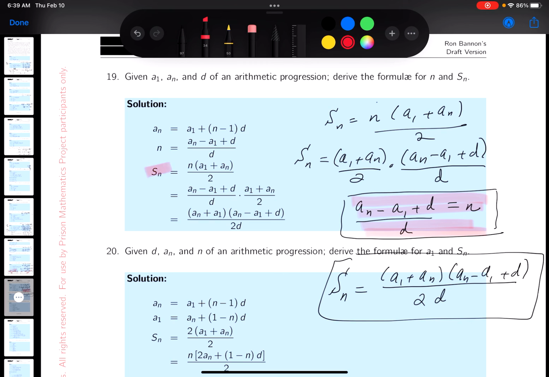This is Sn. And did I get the formula they said? I got the 2d. I wrote down a1 + an. They wrote an + a1. It's commutative, so that's true. And did I get this part? an - a1 + d. Yeah, things are good. We're okay.